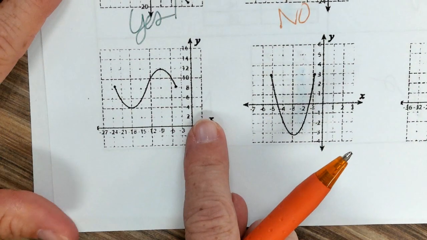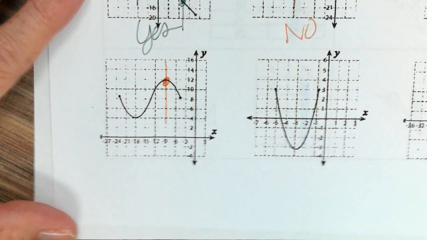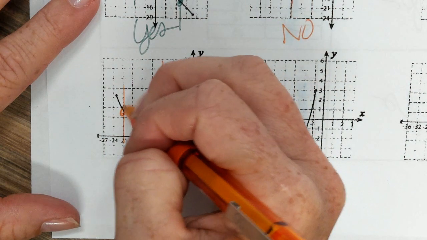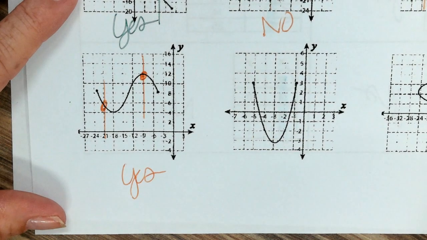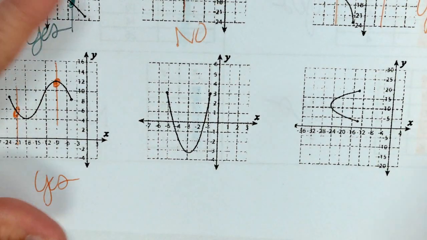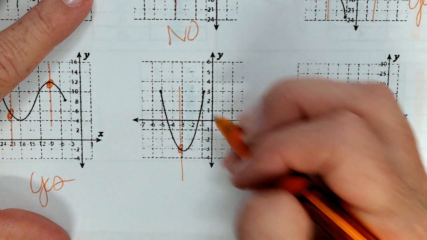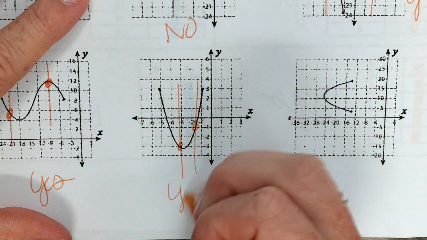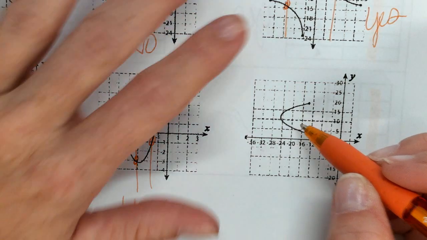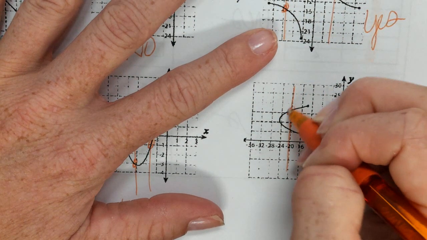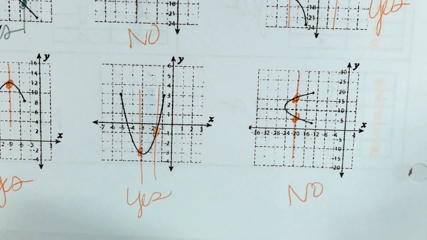So go to this one. Draw a vertical line. How many times did it touch? Draw another one. How many times did it touch? So am I good? Yes, it's a function. Okay, what about this one? I drew a vertical line. How many times did it touch? How about here? So yes. What about this one? No, you can see it. If I draw a vertical line, it's going to touch twice. That means that x would repeat itself. This is a no.